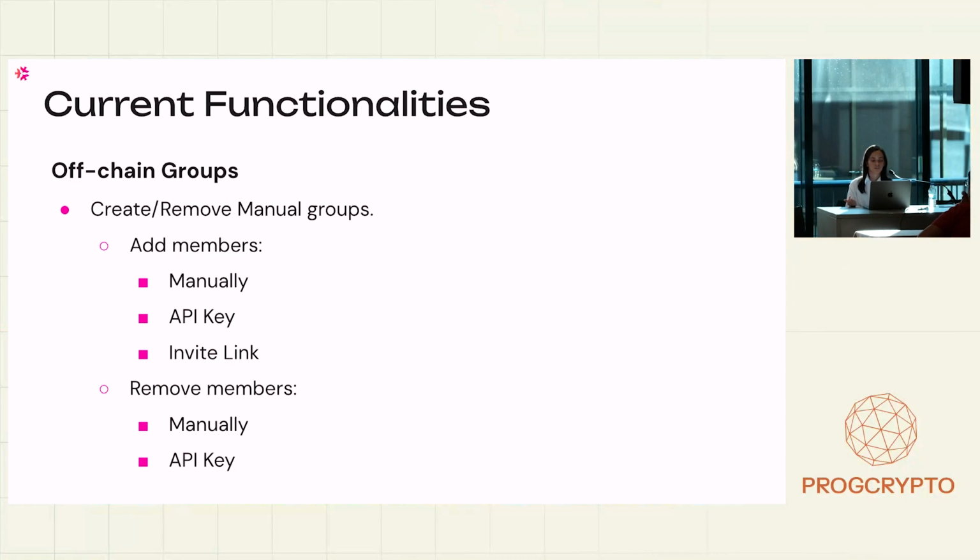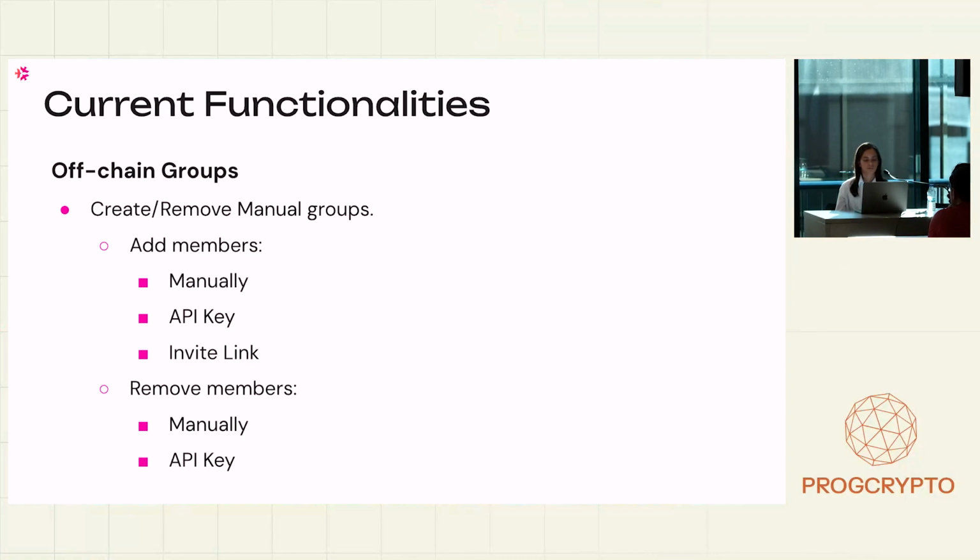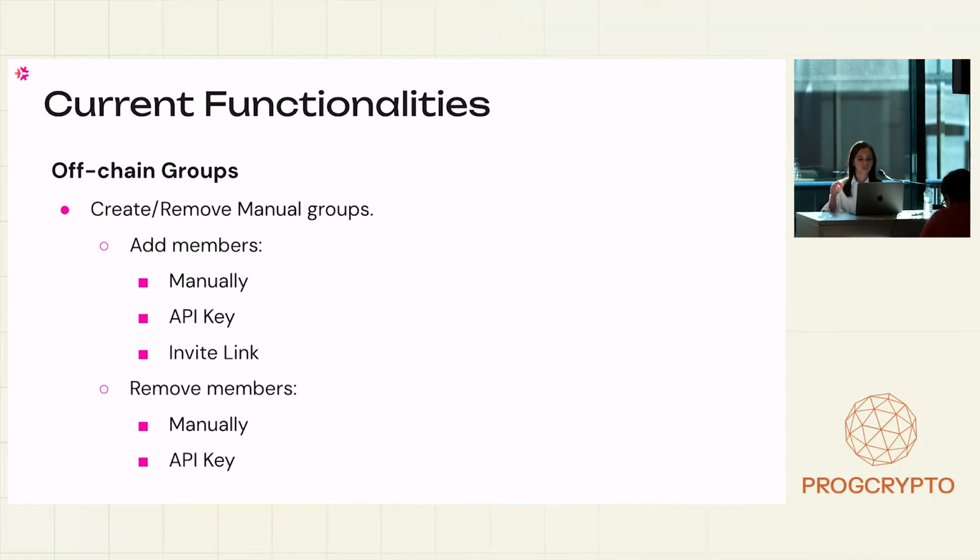You can also use an API key to add members if you build an app. You can also invite someone using an invite link to join your group. And these are the ways to add members in off-chain groups right now. And to remove members, you can do it manually or using the API key too.